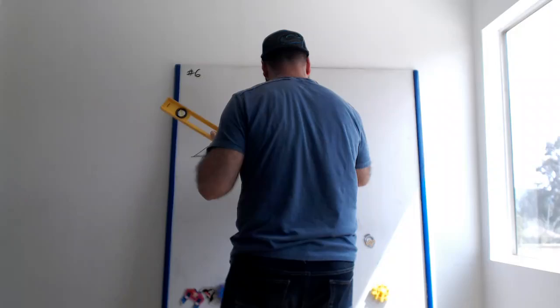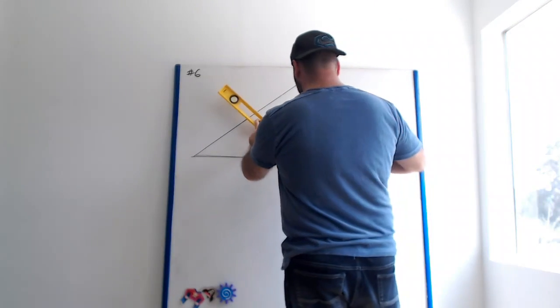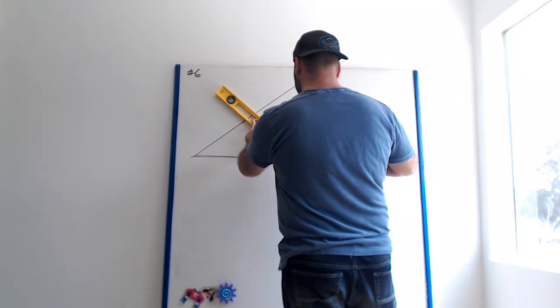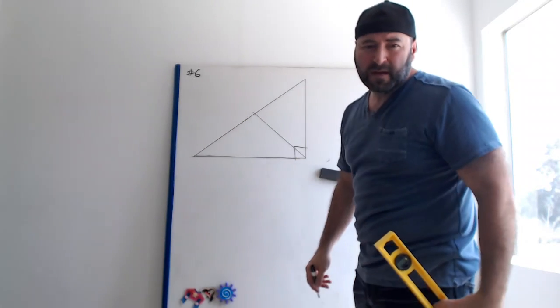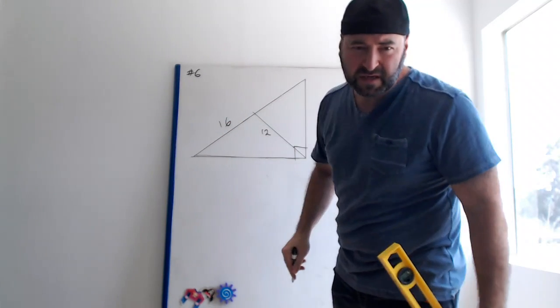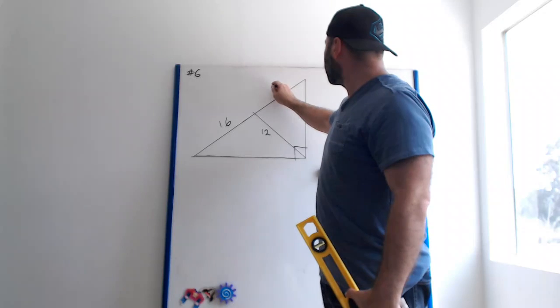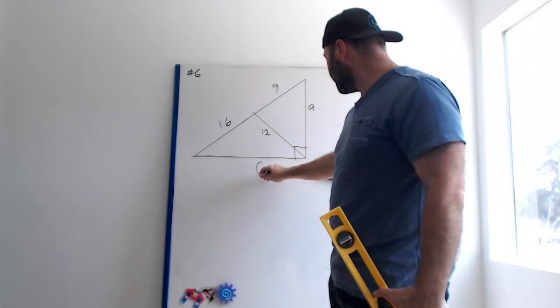Okay, my right triangle. Sorry, it's taking a little bit. Normally I would fast forward this, or at least that's what you should do. And we have 12, 16, 9, A, and C.